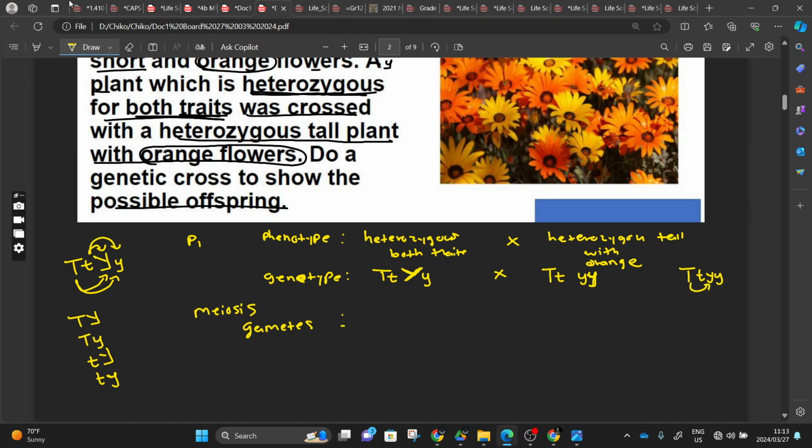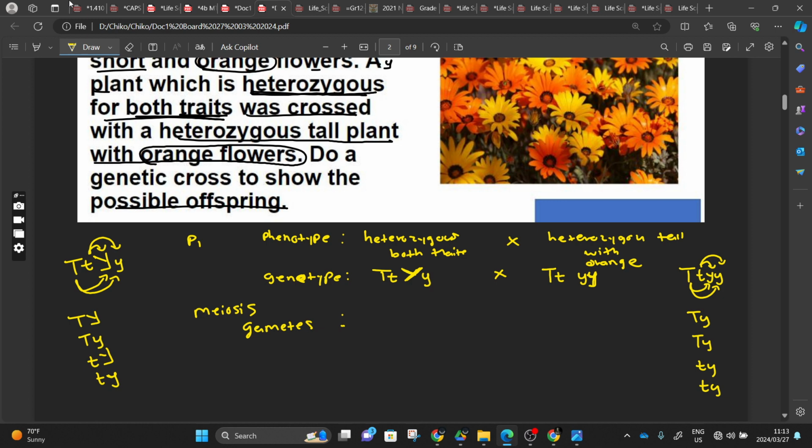And then this I'll advise you guys to not use the same letters, like the person who came up with this question. Why don't you use yellow, orange, R, maybe R. Let's move on. Then it will be T, Y, and then T, Y. And then small t, y, small t, y.